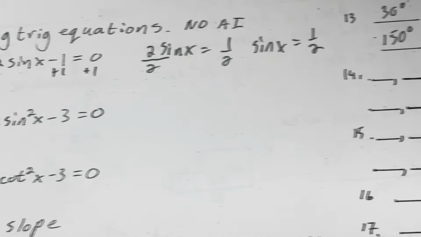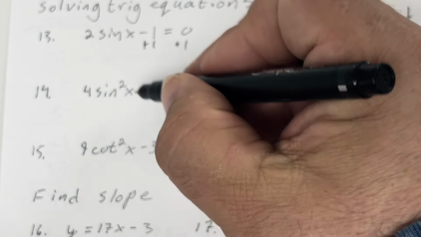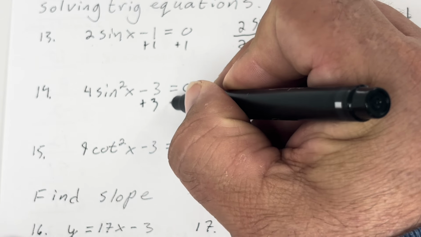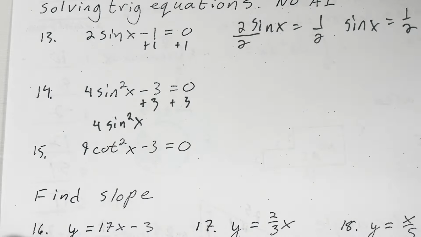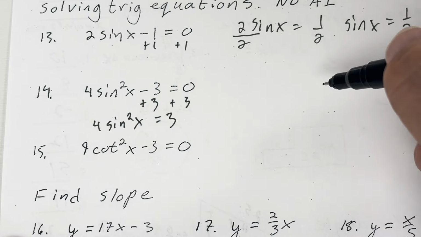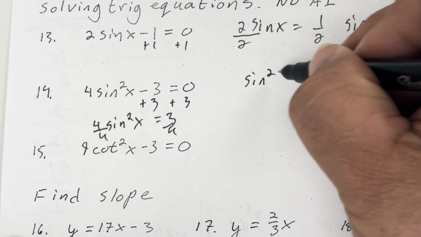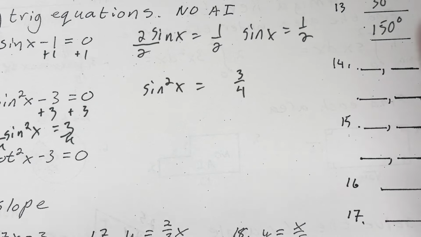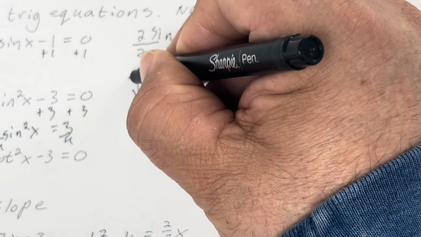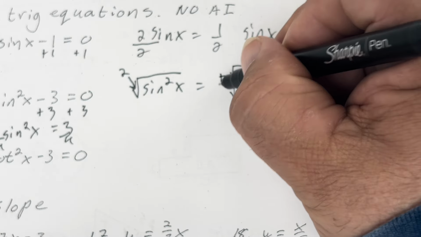For number 4, notice number 4 has 4 slots, so there should be 4 answers. Solving the trig equation, we're going to add 3 to both sides. So it's going to give us 4 sine squared x equals 3. We're going to divide both sides by 4. So that'll give us sine squared x equals 3 over 4. The opposite of squaring a number is square rooting. Remember, there's a 2 hidden in there. That's why we square root it. So we add a square root, we add a plus or minus.